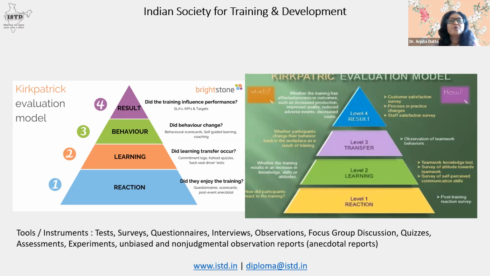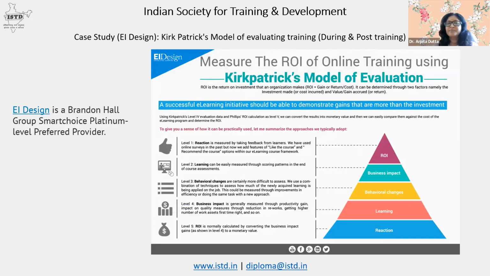Okay, I believe there are no queries. Now let's move on. Now this is a case study, one case example. There are many, but this is about EI Design. EI Design is a company, a Brandon Hall Group Smart Choice Platinum level preferred provider. They had implemented an e-learning solution for a company, and they give a gist of how they did the measurement at all of these 5 levels. It's a very crisp note, but you can explore their website. You will get plenty of other examples, but I've just given a snapshot here.